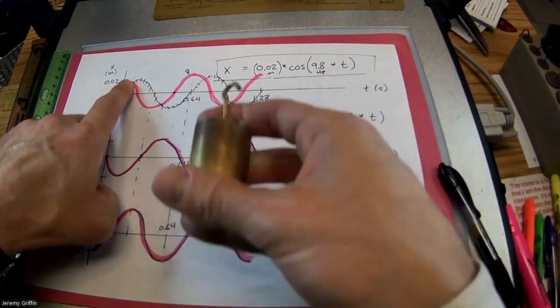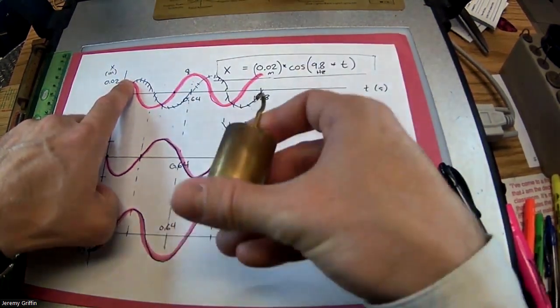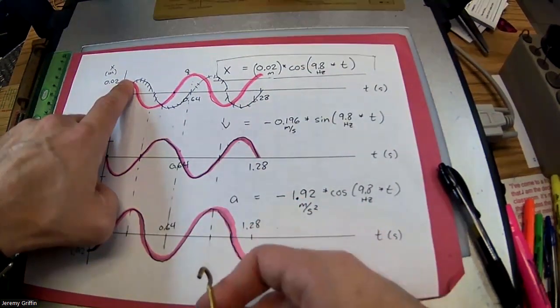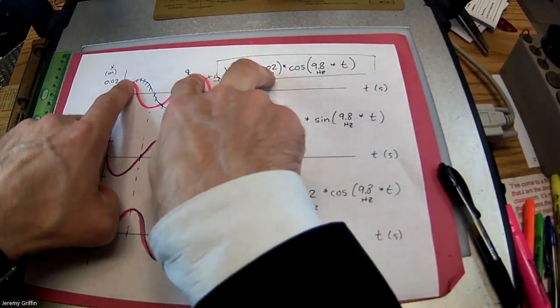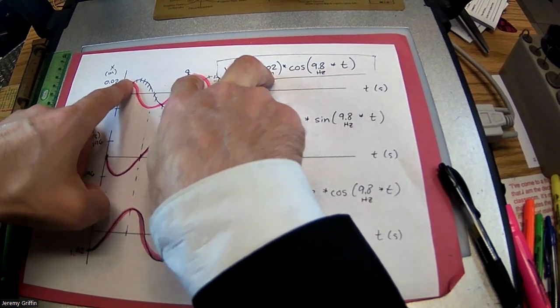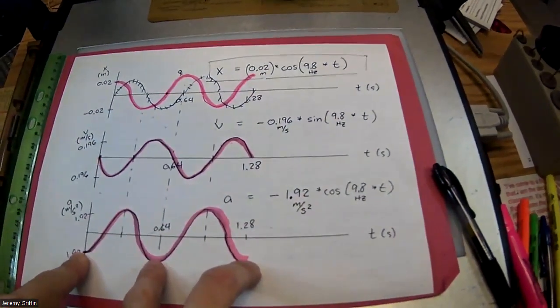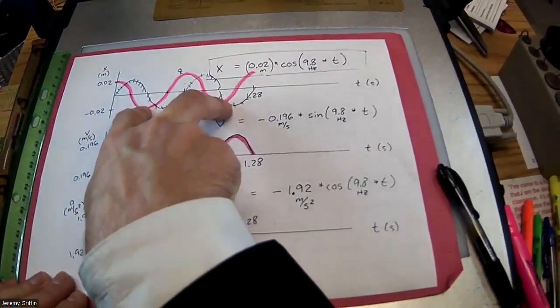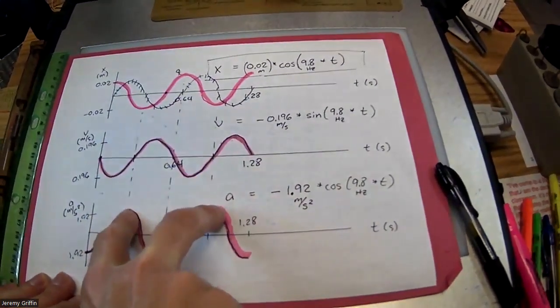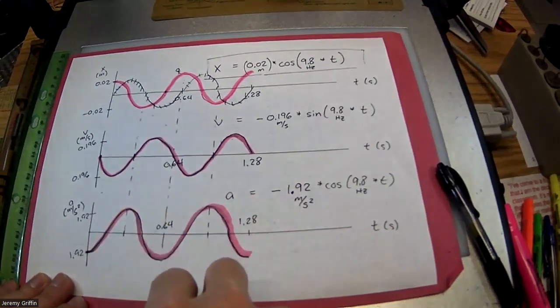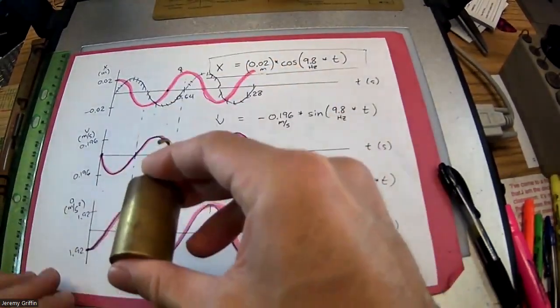And think to Newton's second law of motion. This thing is accelerating, so F equals ma. Should maximum force correspond to maximum acceleration? Let's see if it does. Boom, boom, boom, boom. Or you could pick these two points. Boom. You guys see that? That corresponds.